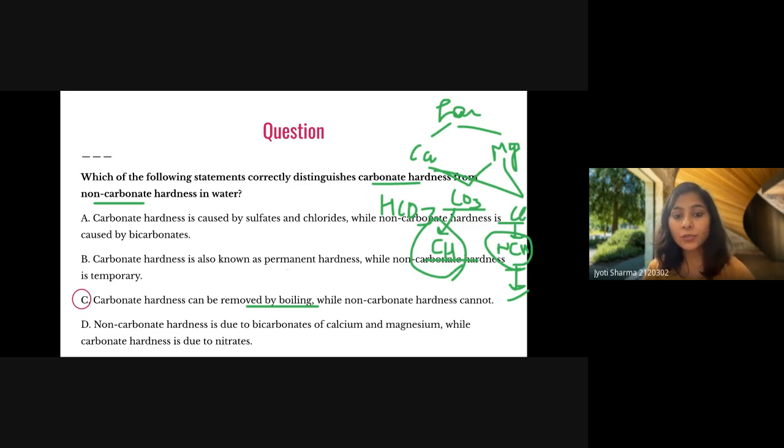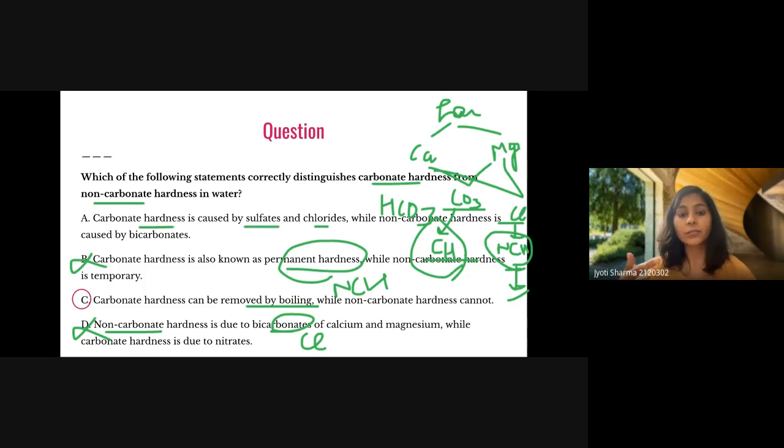Permanent hardness is due to non-carbonated hardness, so this is not the right answer. Non-carbonated hardness is not due to bicarbonate, but it may be due to chloride. So this is again not the right answer. And carbonate hardness is due to sulfate and chloride? No, we are talking about the opposite. Carbonated hardness is due to bicarbonate, and non-carbonated hardness is due to sulfate and chloride.